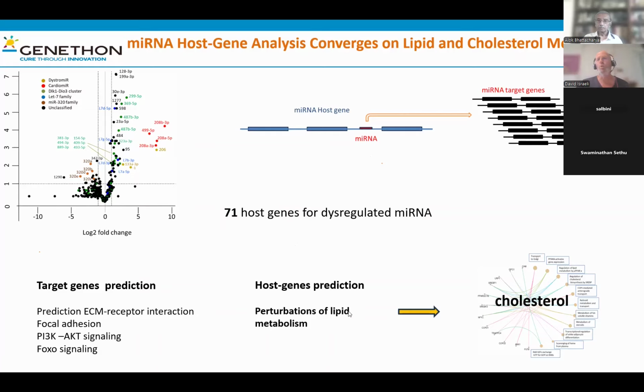In contrast, when we looked at the prediction from the host genes, we had the surprise that the bioinformatic prediction was a perturbation of lipid metabolism, and in particular cholesterol, associated with Duchenne muscular dystrophy. That was completely new. Of course, we didn't expect it, and we didn't even believe it. Not only didn't we expect it, but we decided to stick to it and look at the literature.